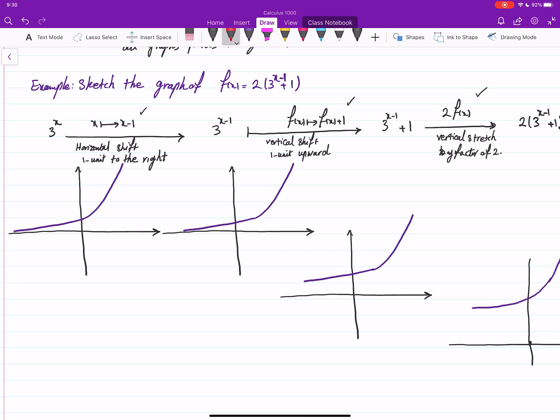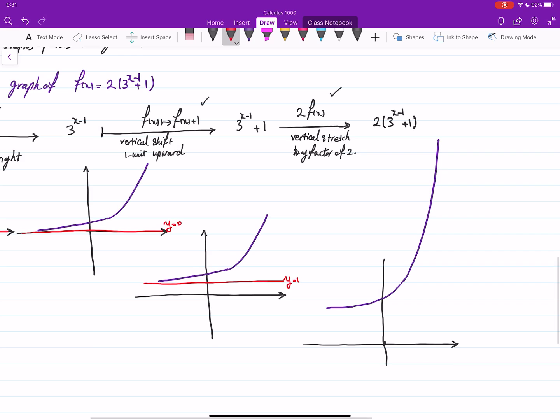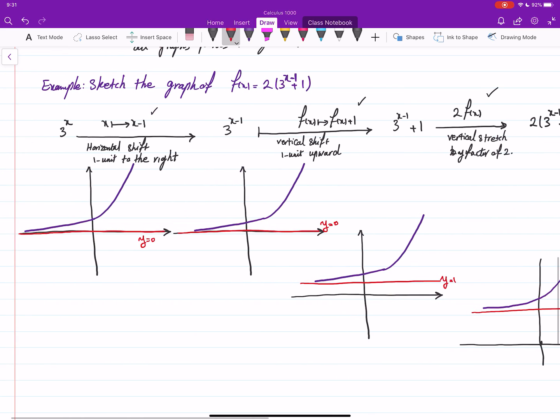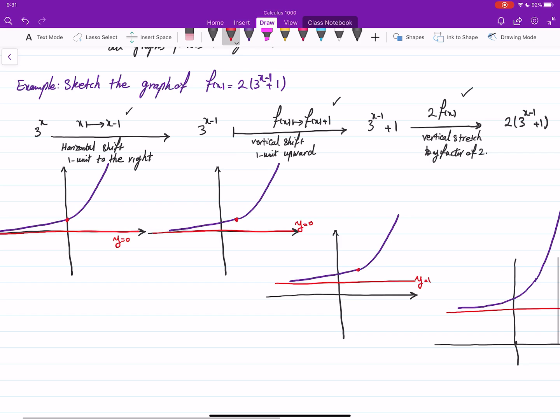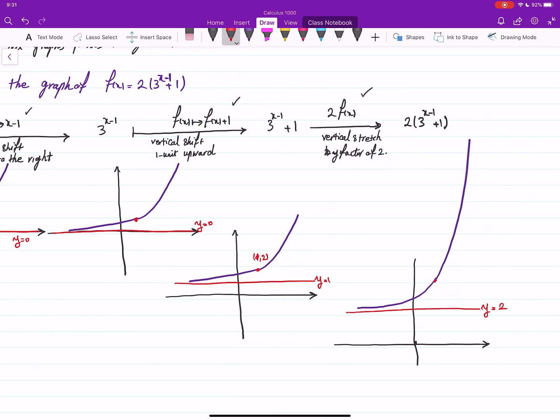Well, to keep track of everything here, this line y equals 0, the horizontal asymptote, by shifting to the right stays the same, y equals 0. By shifting it upward 1 unit, this will move to y equals 1. And then by stretching it by a factor of 2, it will move to y equals 2. Also, the point (0, 1) here, by shifting to the right, goes to (1, 1). By shifting 1 up, this will be (1, 2). And then by stretching up, it will go to (1, 4).